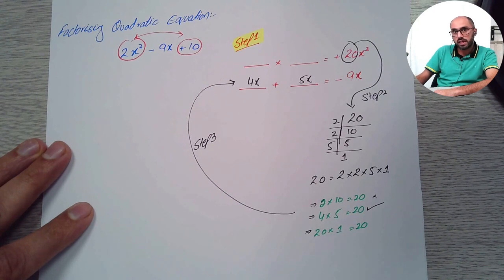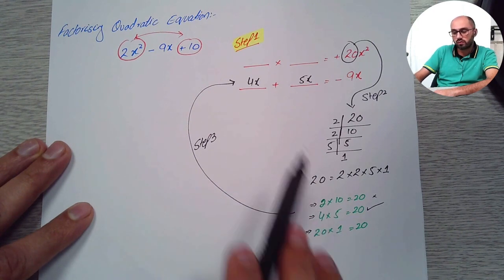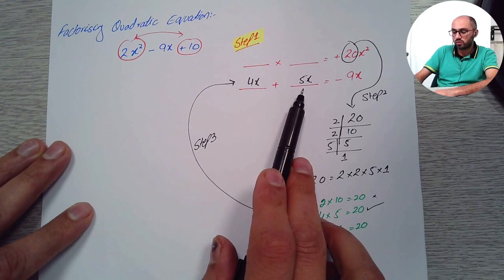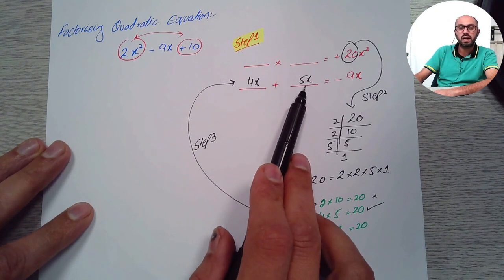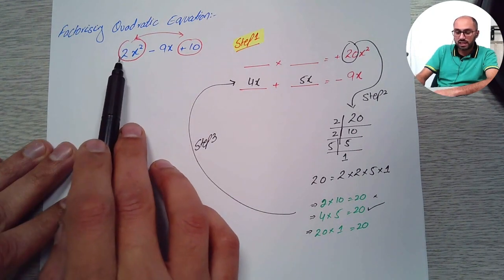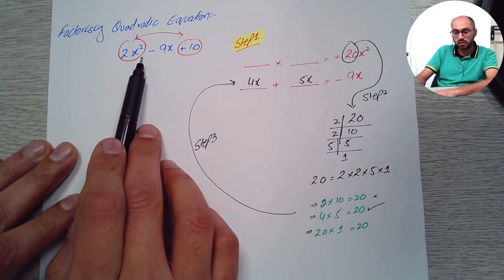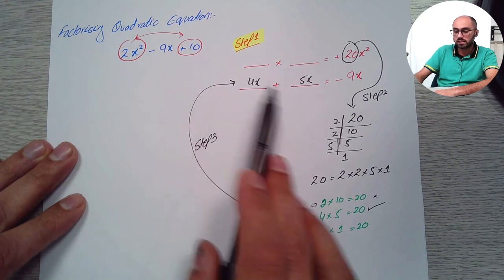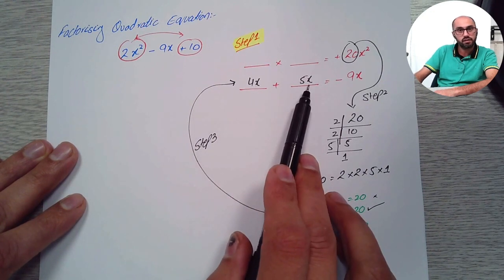Be careful and make sure when you use 4 and 5 here, you write down the letter x next to them as well. Because sometimes these equations will be given in the form of, let's say, 2x squared y squared minus 9xy. In that case, it will be 4xy and 5xy.